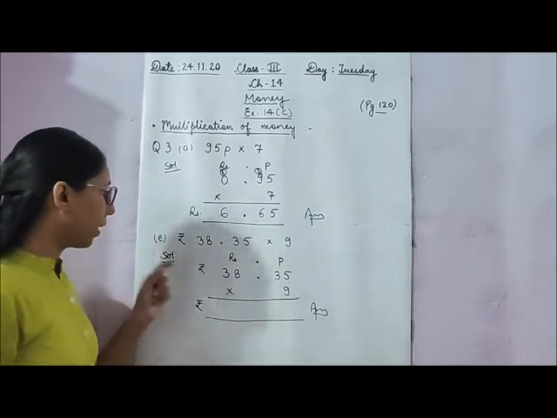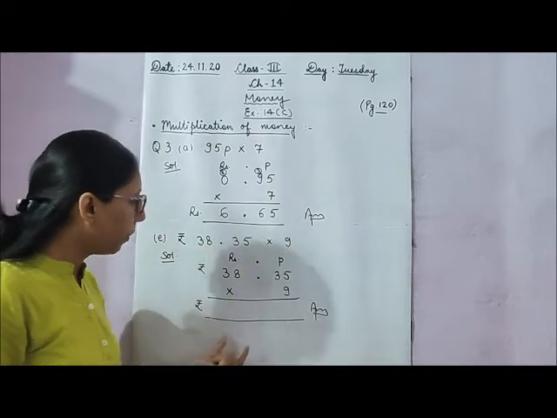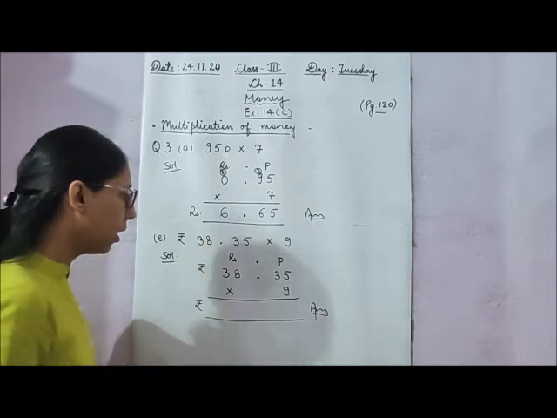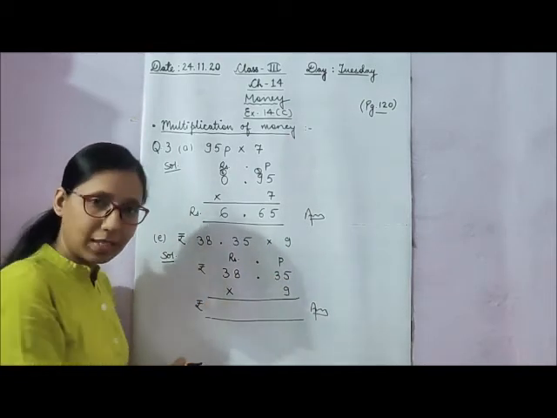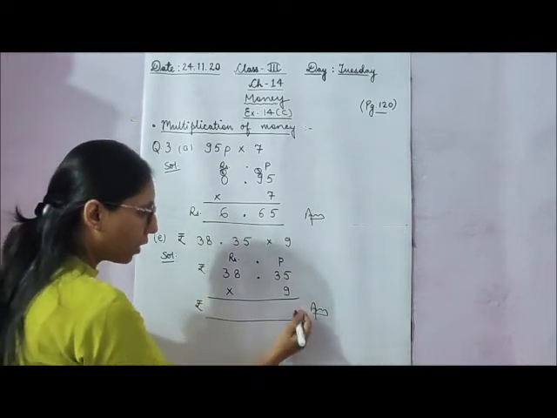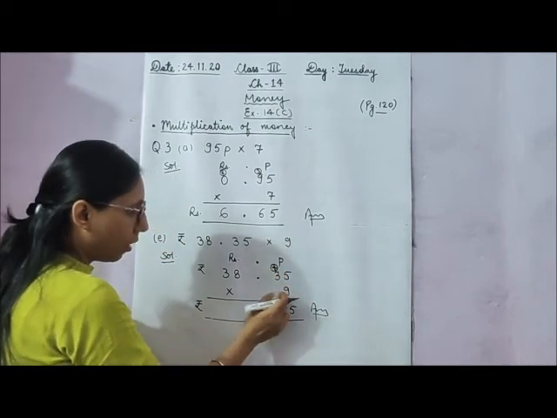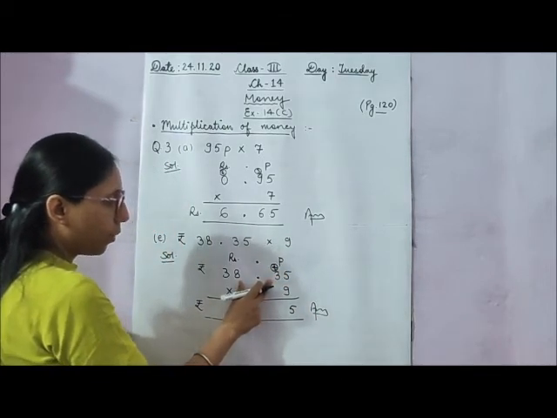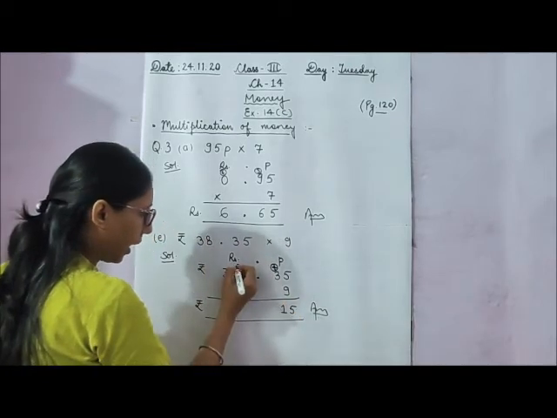In E part it is given 38 rupees 35 paise multiplied by 9. Again we will make separate columns for rupees and paise. So 38 rupees we will write in the rupees column, 35 paise we will write in the paise column, and then we will multiply it by 9. So 9 times 5 is 45, 5 here, 4 carry forward. 9 times 3 is 27, 27 plus 4, 31. So 1 here, 3 carry forward.